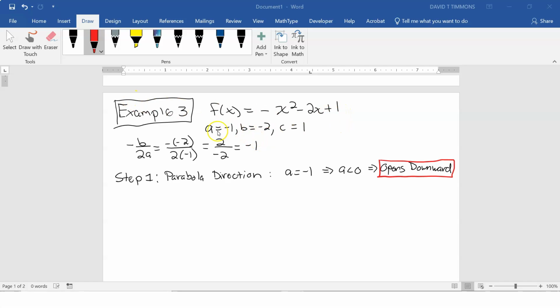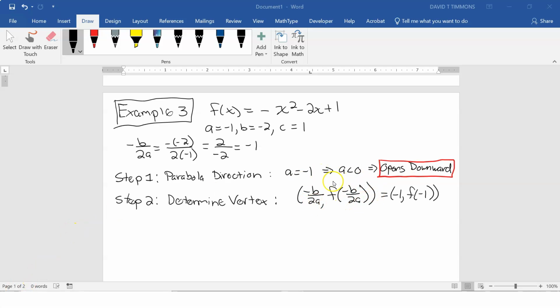In a general form equation, I would recommend you identify a, b, and c right at the beginning and calculate the quantity -b/2a, which we'll need for the vertex formula. Doing that in this case, we get the x value of -1. So we already have half the vertex. In step 1, we look at the parabola direction. Since a is negative, it will open downwards.